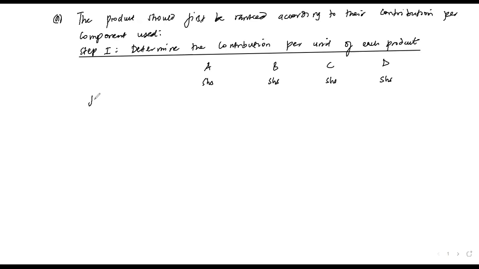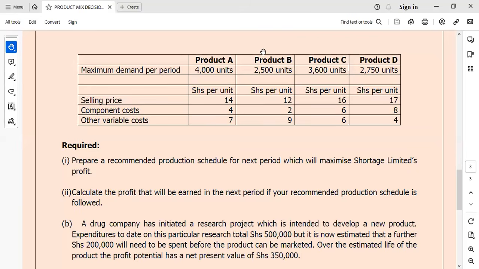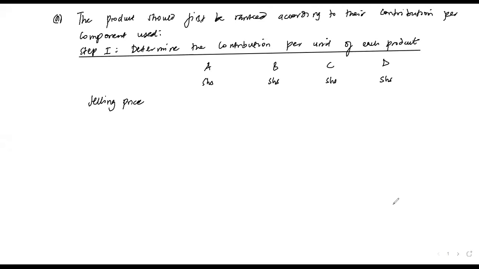We need to get the selling price. We have the selling price per unit of the products. We have been given that. That is 14, 12, 16, and 17. So we have the selling price per unit: this is 14, 12, 16, 17. Then we have to get the variable costs.